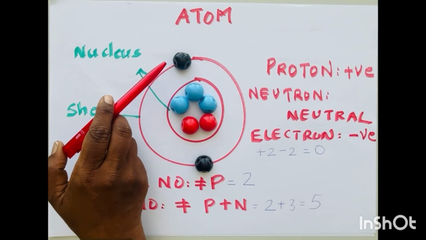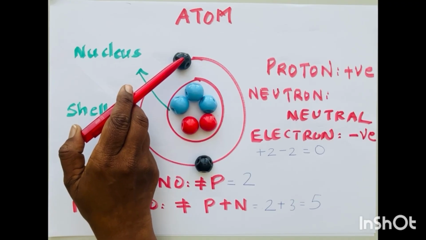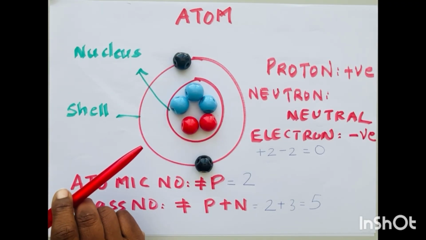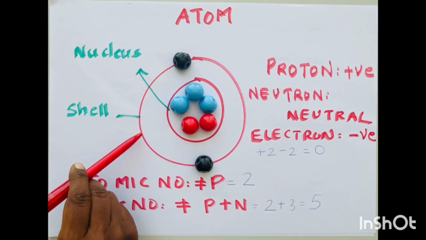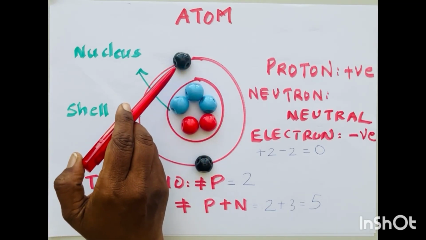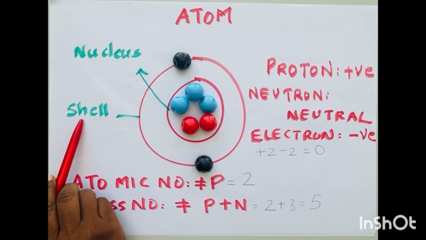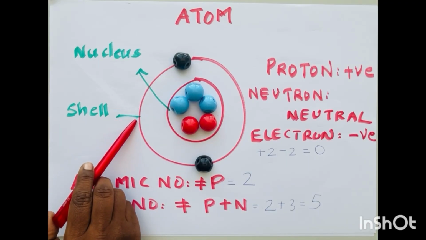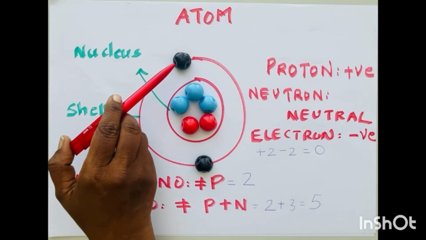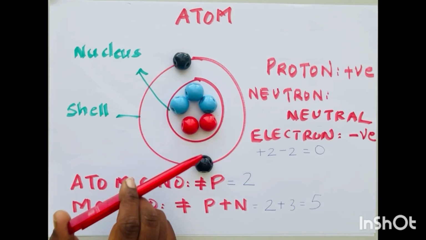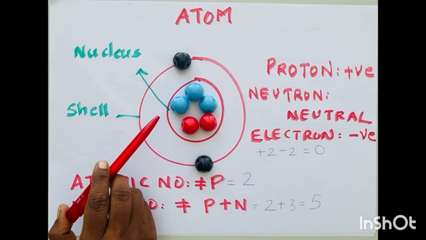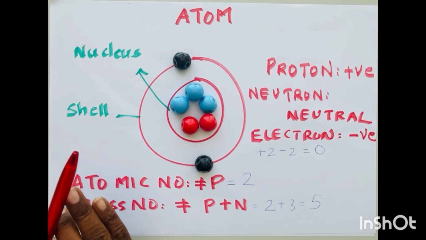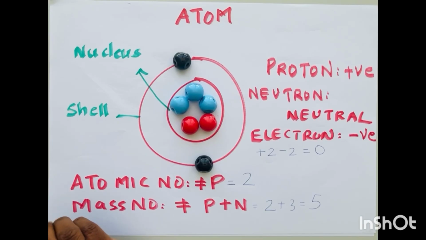The third particle is the electron, and it is situated outside the nucleus, but it is moving around the nucleus in a fixed path called shells. So the path of the electron is called a shell. The three particles together are known as subatomic particles because they are part of atoms.